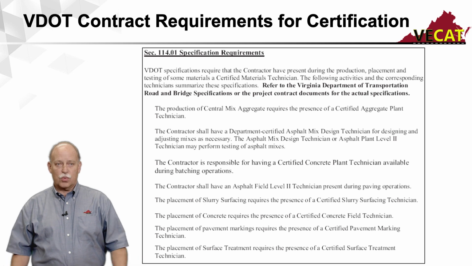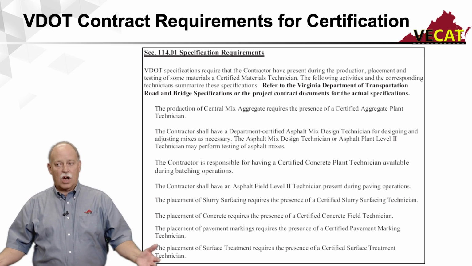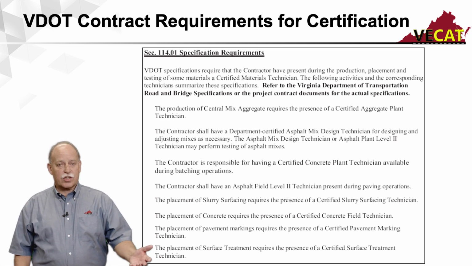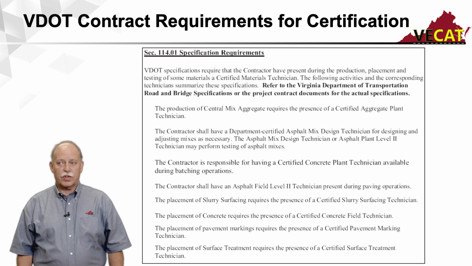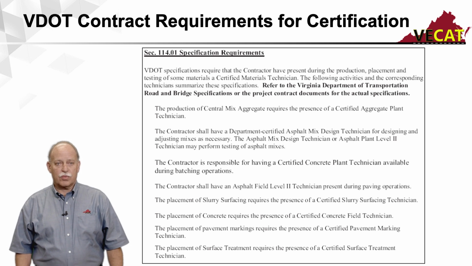So if you go to section 11401 of the road and bridge specifications, you'll see a myriad of different certification requirements, whether it be asphalt, aggregate, concrete, or even slurry surfacing or surface treatment. So go to section 11401 of the road and bridge specifications, and that gives you a whole list of these particular road and bridge specification requirements for each certification.